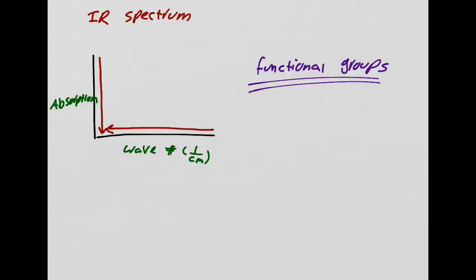Different bonds get vibrationally excited at different frequencies, so we can look at this frequency and figure out what type of bond we have. Alright, you feeling pretty good? You ready for me to put out an IR spectrum? Let's do it.